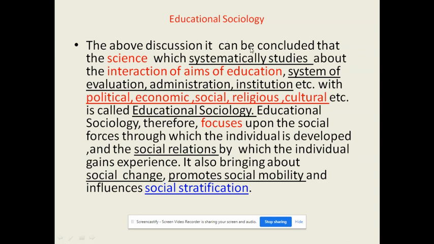From the above discussion, it can be concluded that the science which systematically studies the interaction of aims of education, system of evaluation, administration, or the entire educational process with political, economic, social, religious, cultural, etc. is called educational sociology. Educational sociology therefore focuses upon the social process through which the individual is developed and the social relations by which the individual gains experiences. Again, it also brings about social changes, promotes social mobility and influences social stratification.